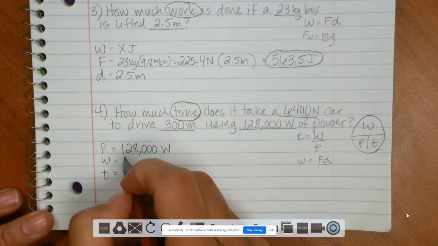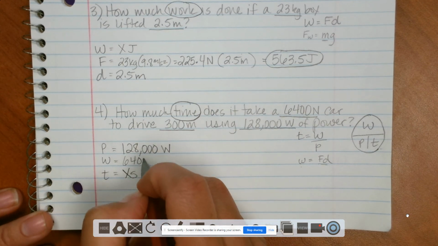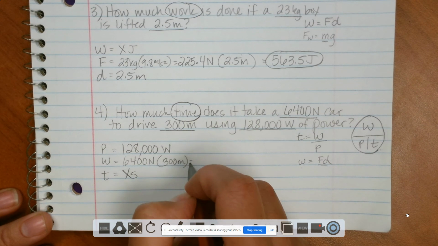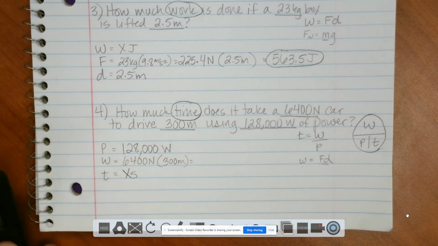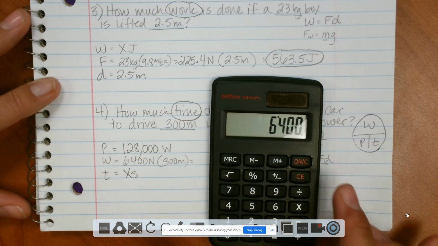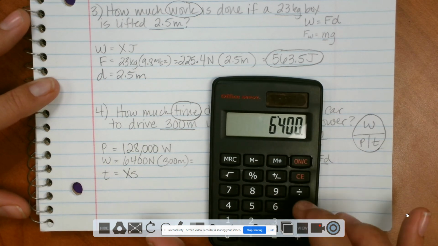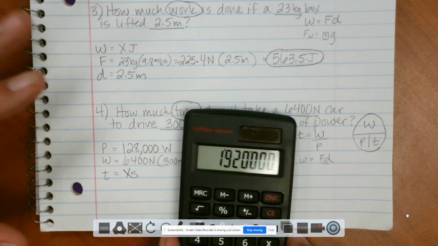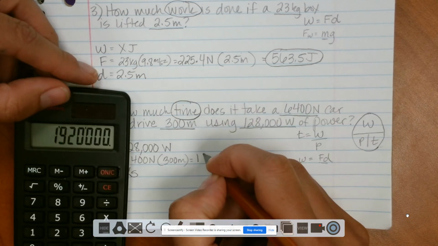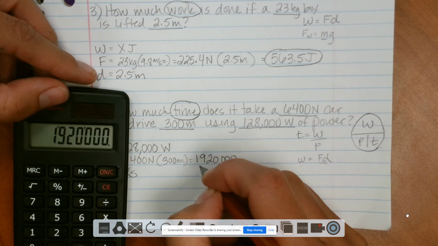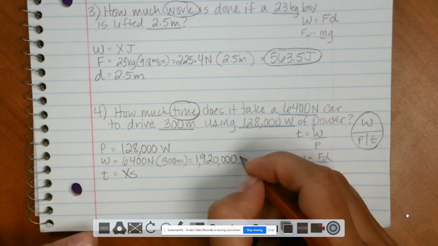So 6,400 newtons times the distance it travels, 300 meters, equals, let me type it in my calculator, 6,400 times 300 meters. It's going to give me 1,920,000. And since this is a work, it's going to be joules.